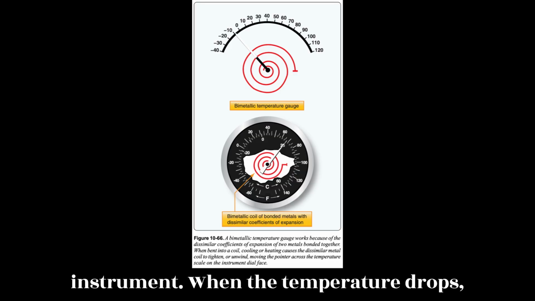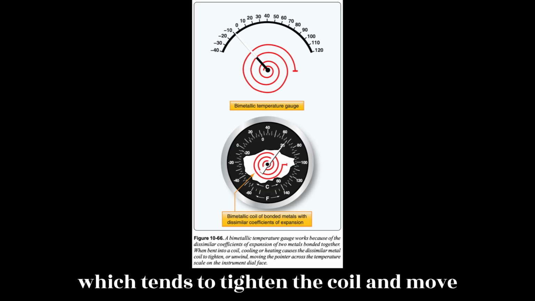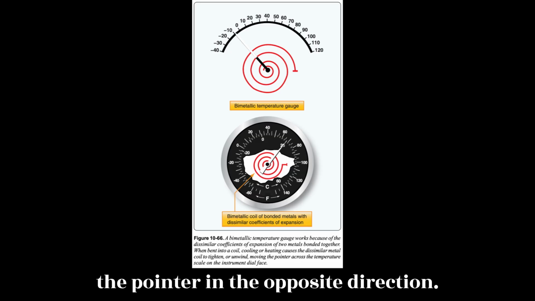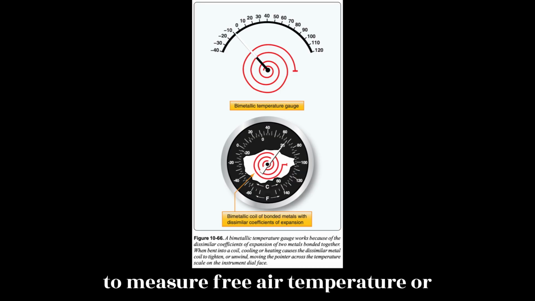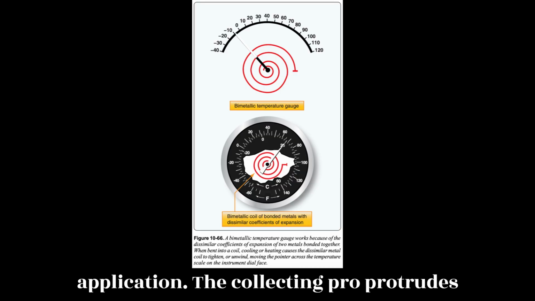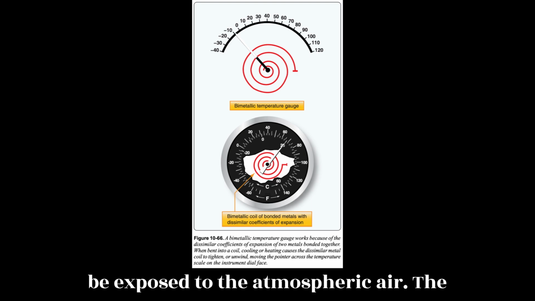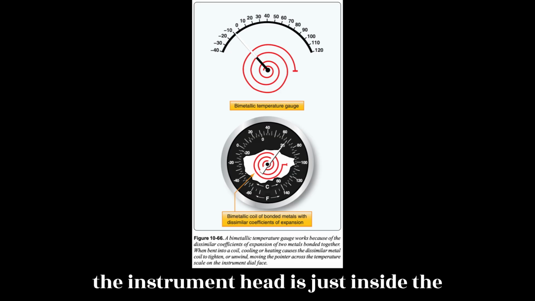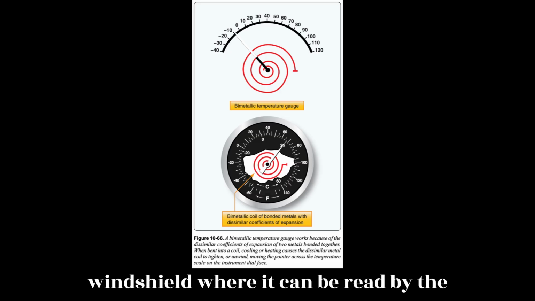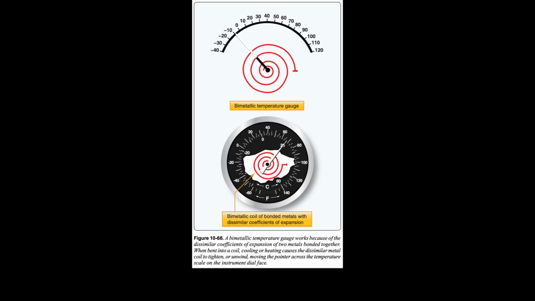When the temperature drops, the metals contract at different rates, which tends to tighten the coil and move the pointer in the opposite direction. Direct reading bimetallic temperature gauges are often used in light aircraft to measure free air temperature or outside air temperature, OAT. In this application, a collecting probe protrudes through the windshield of the aircraft to be exposed to the atmospheric air. The coiled end of the bimetallic strip in the instrument head is just inside the windshield where it can be read by the pilot. Figures 10-66 and 10-67.